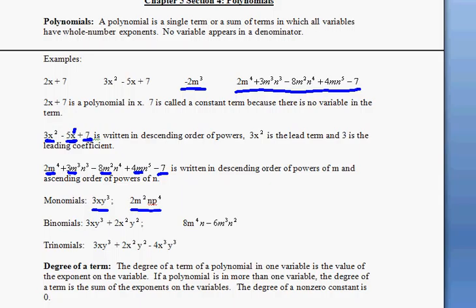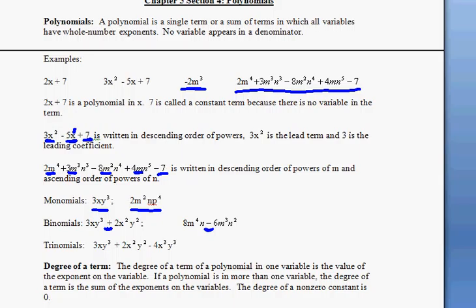Next, we're going on to binomials. You notice this has a plus sign in the middle, so that means I have two terms, thus a binomial. 3xy³ + 2x²y², two terms, a binomial. Here I have a minus sign in the middle. That's separating my terms. The first term is 8m⁴n. The second term is -6m³n². Two terms, it's a binomial.